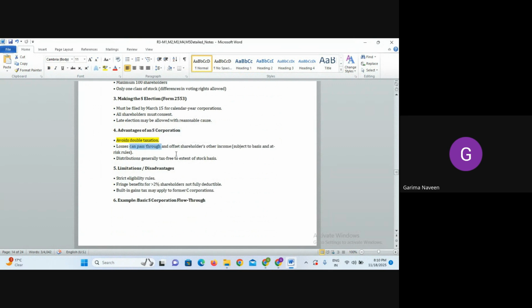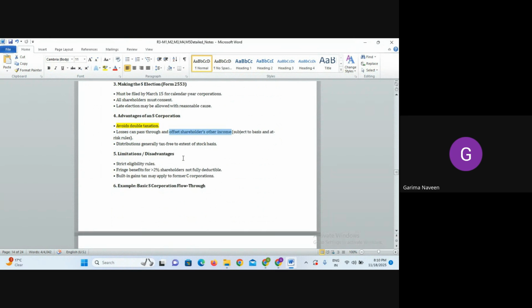Whatever the losses they have, it can be passed through to their shareholders' individual return, and can be offset against the other income. Distribution is generally tax free to the extent of stock basis. So since whatever the income you are earning, you already pass through to the shareholder. That means if you are giving them distribution, it will be considered as tax free up to the extent of your stock basis.